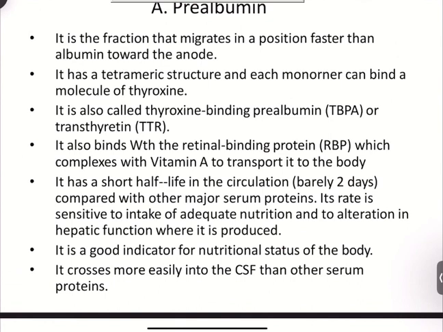Compared with other major proteins, it has a short half-life. Its rate of synthesis is sensitive to protein intake and to alteration of hepatic function, where it is reduced. Primarily, your pre-albumin is produced by your liver. Okay? This is a good indicator of the nutritional status of the body. It crosses more easily into the CSF than other serum proteins.